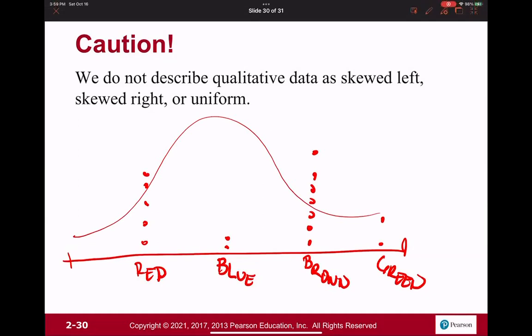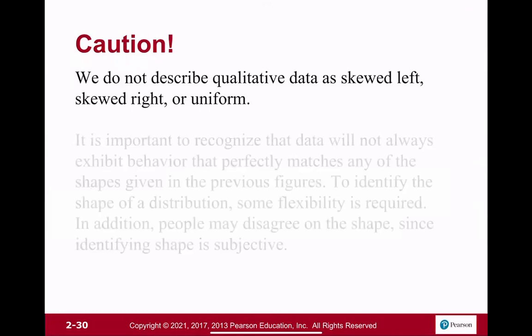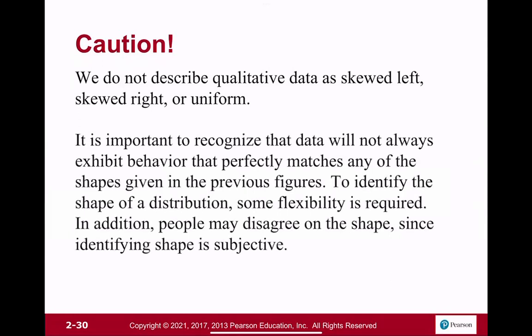So our qualitative data does not have any sort of uniformity. We can't say that it's uniform or left skewed, right skewed, bell-shaped, specifically because we could rearrange the order. The characteristics of the graphs actually just talk about the characteristics, right? So when data is organized from least to greatest, and then we have some sort of pattern, then we could comment on it. It is important to recognize that data will not always exhibit behavior that perfectly matches any shapes of the given previous figures. To identify the shape and distribution, some flexibility is required.